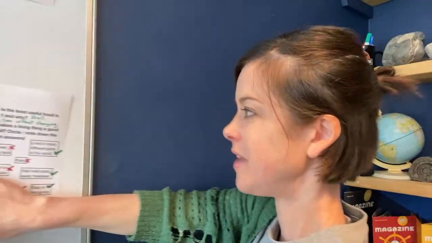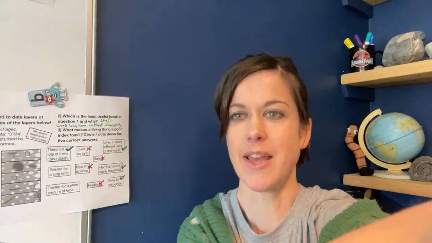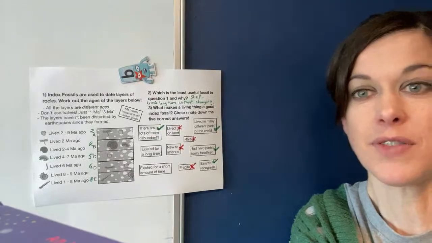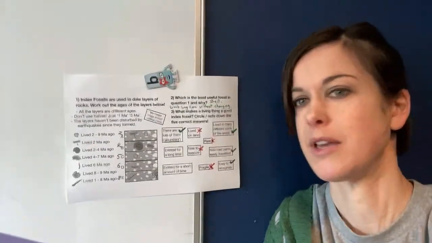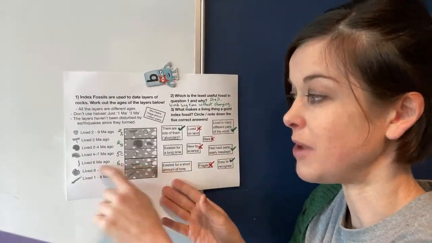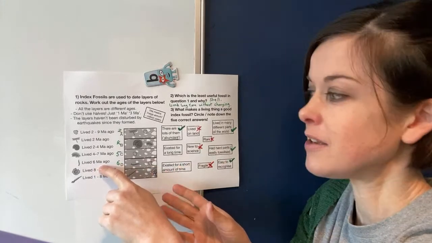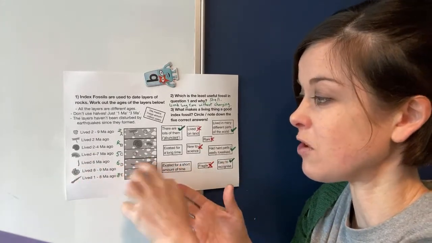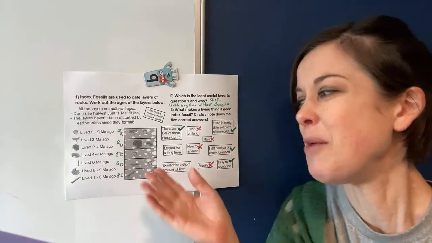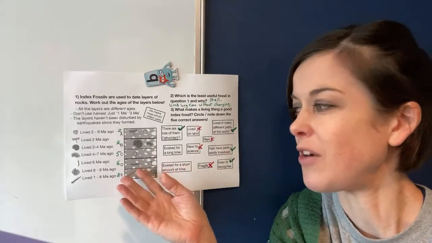And so yeah, I made a mistake the first time I taught this. Quite an embarrassing error, actually. Because I was saying, oh, well, it'd be good if they existed for a short amount of time, because obviously, like, Wormy only existed for 6 million years. So it was dead easy to tell which rock was 6 million years old because Wormy was there. But obviously, actually, Wormy wouldn't be a very good index fossil.